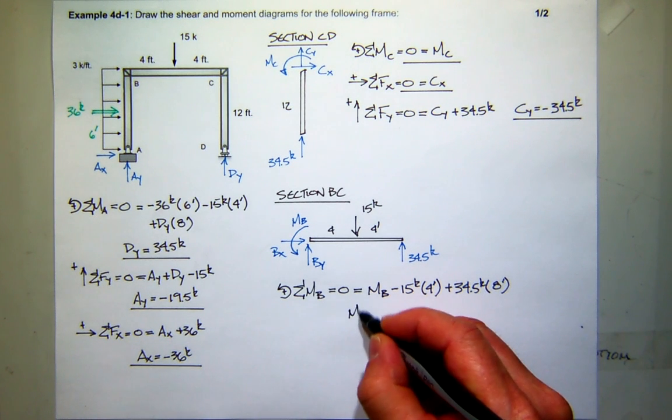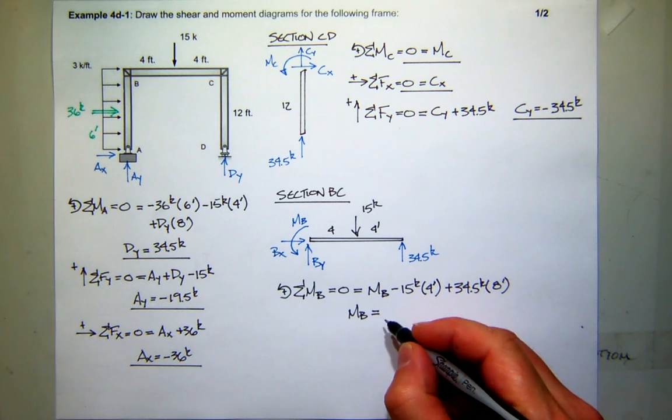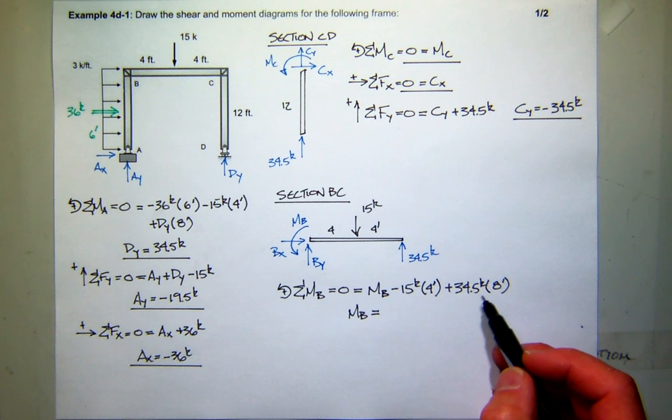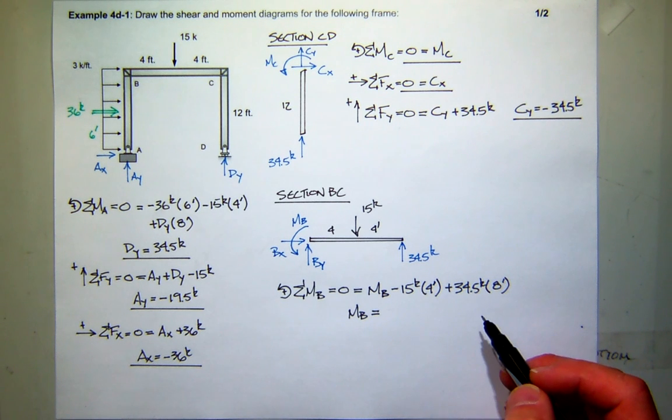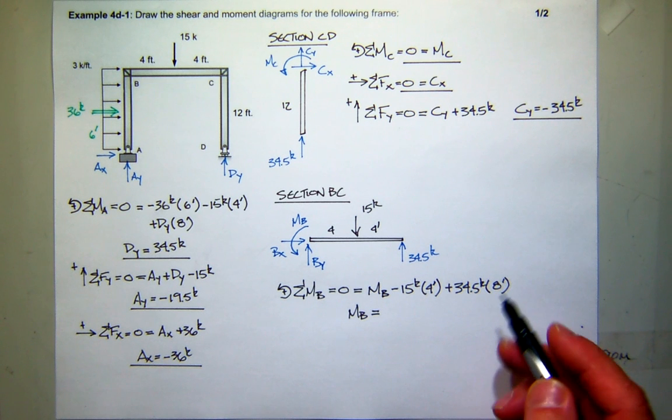So what is the moment at B? Looks like it's going to be negative. Is that right? I know that's 60. I don't know what that is off the top of my head. The moment at B is going to be negative 216.